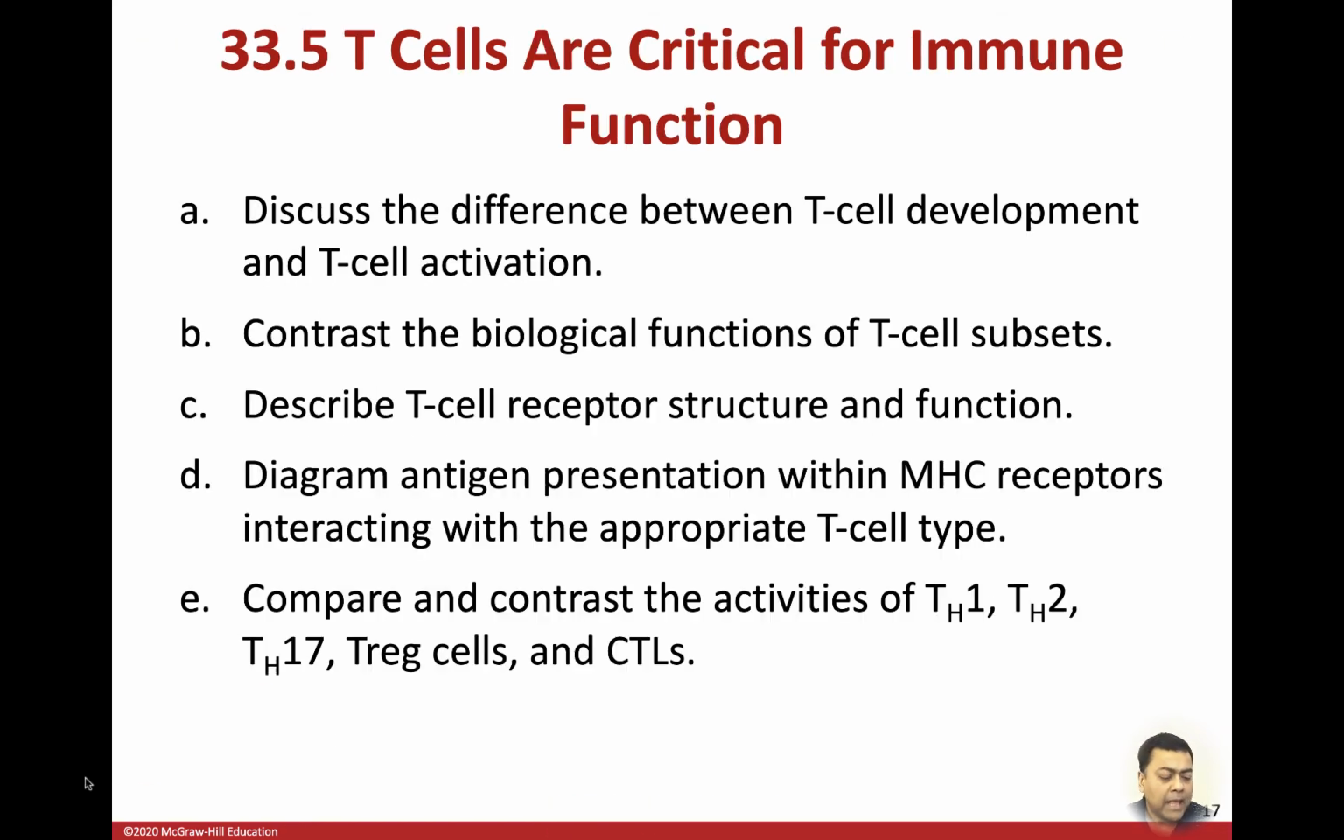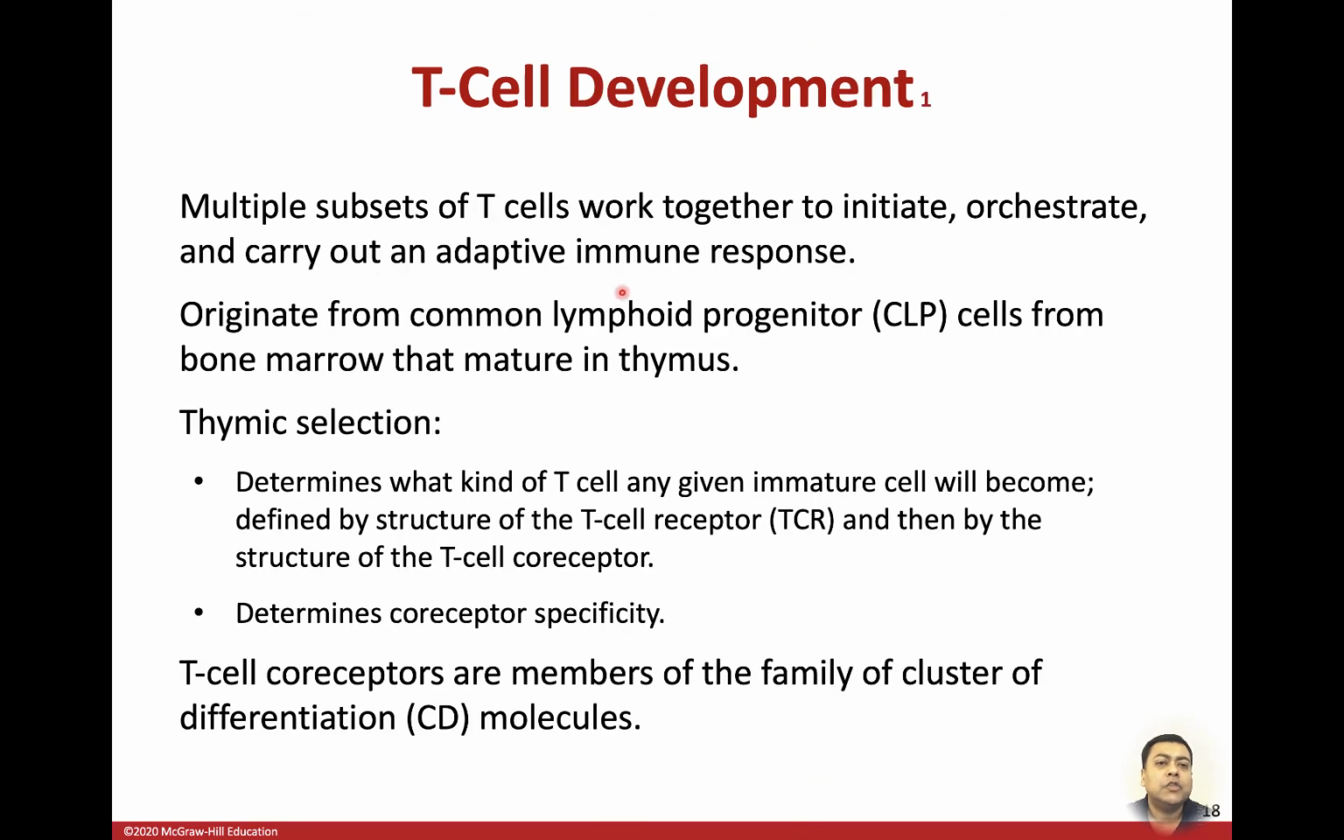So let's talk about the critical cells, the T cells. In T cell development, multiple subsets of T cells work together to initiate, orchestrate, and carry out the adaptive immune response, originating from the CLP. And there is a thymic selection. In the thymic selection, we already talked about that.